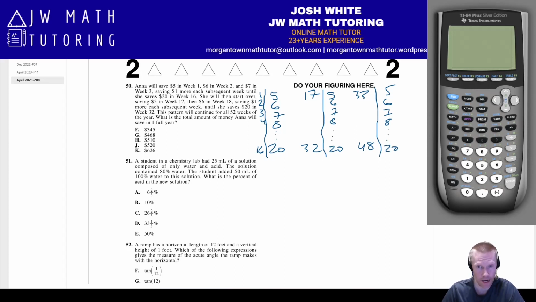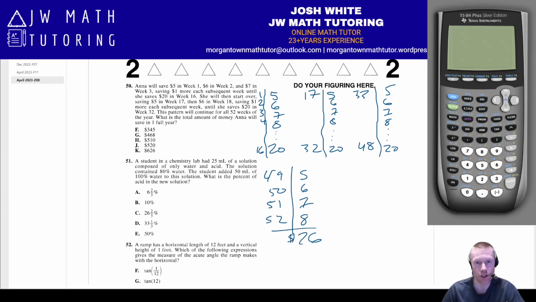Basically, a repeating pattern here. Then you still have 4 more weeks because we have weeks 49, 50, it starts over, 51, and then 52, because there are 52 weeks in a year. And so for those, she's just going to save 5, 6, 7, 8. So the last 4 weeks, just adding that up, that's not a big deal. 11 plus 7, 18, 18, that's $26.